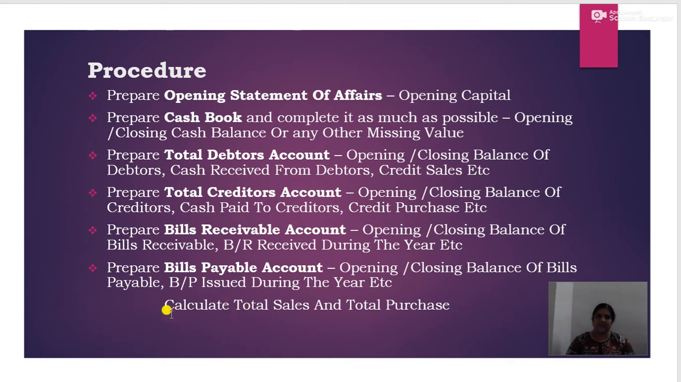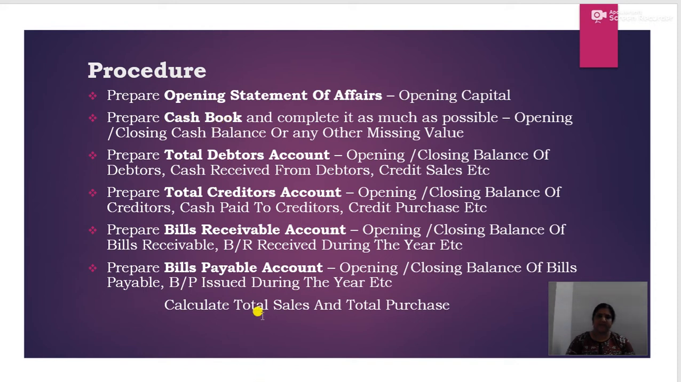Then after that, calculate total sales and total purchase. Now what about total sales and total purchase? Total sales means cash sales plus credit sales. Then total purchase means cash purchase plus credit purchase. Okay, now from where are this cash sales and cash purchases available? Information relating to cash sales and cash purchase will be available from cash book. So the cash sales and cash purchases will be recorded in the cash book.